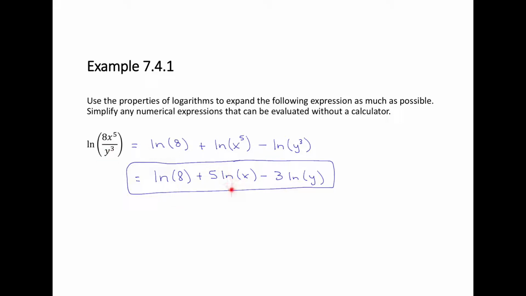Normally we don't expand it all out like that. Normally we will go in reverse. We'll have an expanded section and we'll want to work it into a single logarithmic expression. But in our first examples, we're going to expand it.